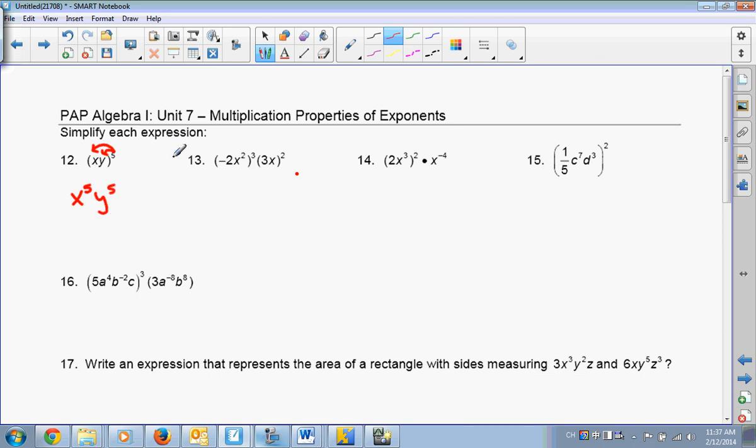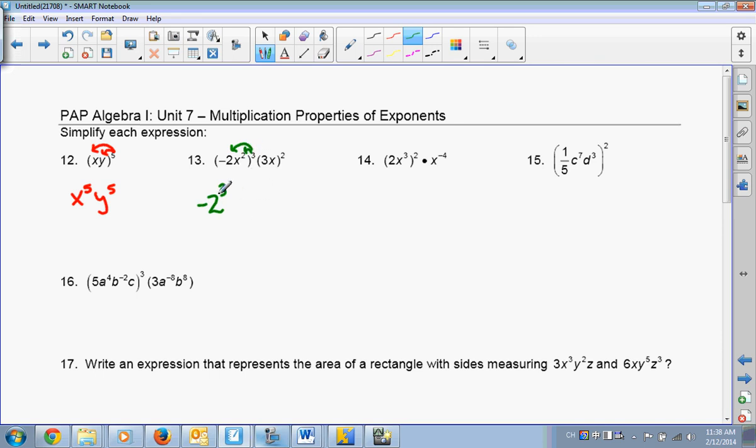Okay, so 13 is a little different in that you have a random coefficient in here, don't you? That's okay. The power of 3 still applies to that. You don't multiply -2 times 3. You bring it to the power. So it's -2 to the power of 3. So this 3 applies to the power of both the base and the coefficient.